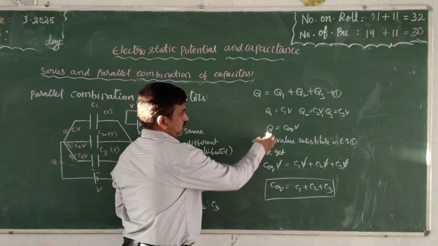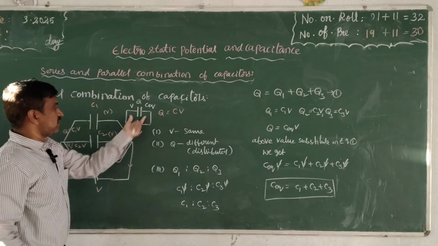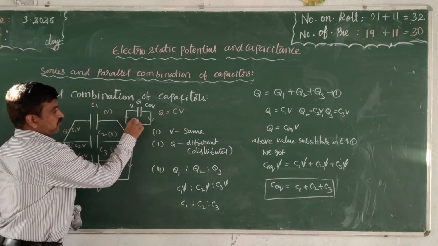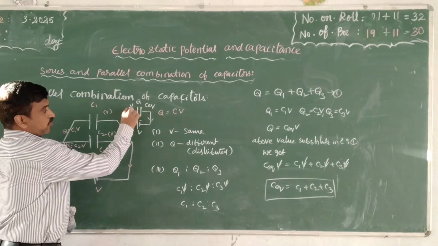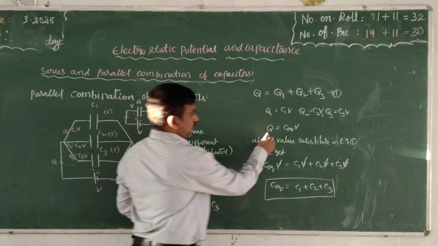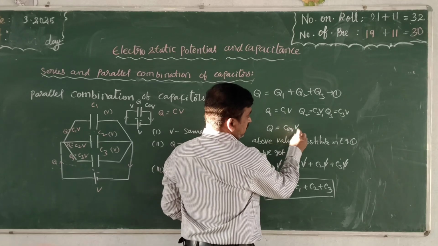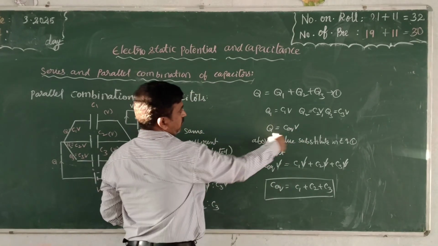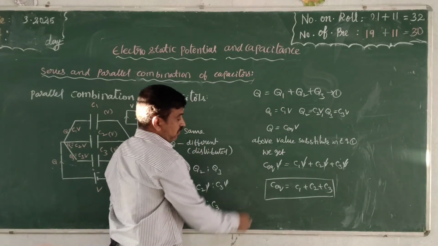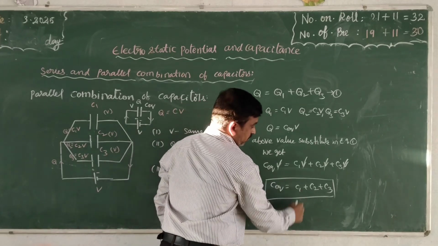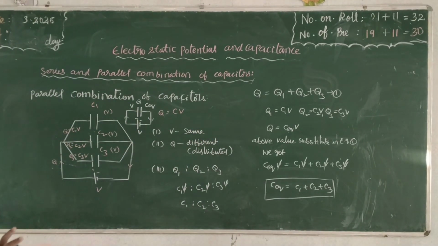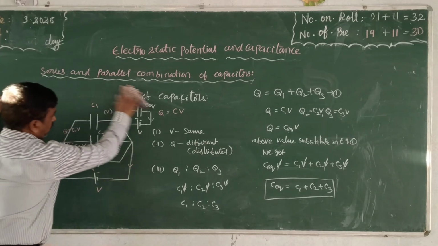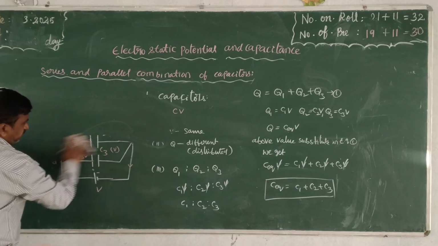See here, this is the equivalent circuit. Current flows from positive to negative. The capacitance is C equivalent, the charge is Q, the potential is V. In that case, total charge equals C equivalent times V. These values we can substitute in the above equation 1. So we get C equivalent equals C1 plus C2 plus C3. This is the parallel combination of capacitors. Related problems we can do now, one by one.